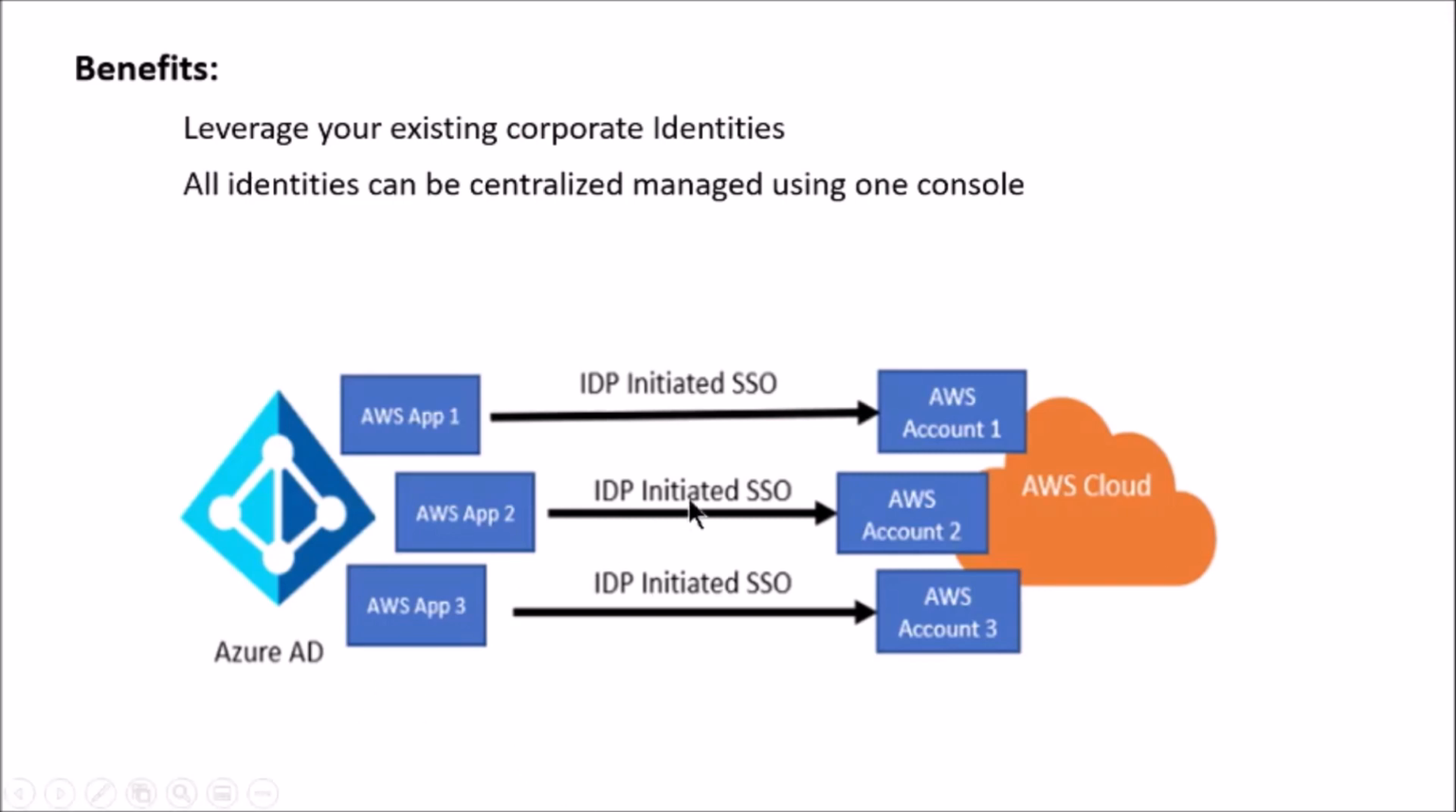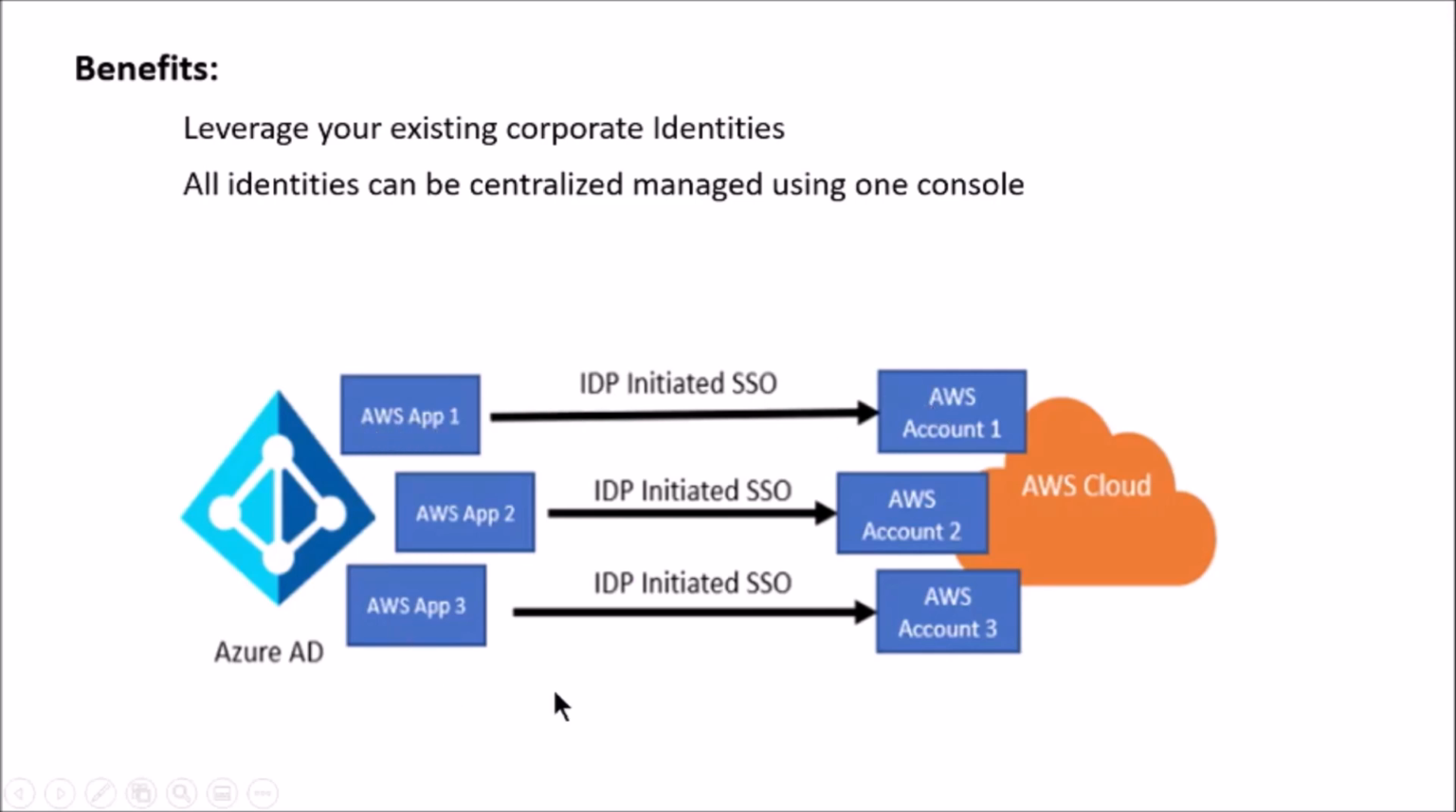So let's try to understand from this diagram how this works. In this diagram, on the right side, I have three AWS accounts in my AWS organization. These three AWS accounts are the service provider where we have all the applications or the services hosted. On the left side, I have Azure Active Directory, which is my identity provider. In the Azure Active Directory, I have added or published the applications for AWS.